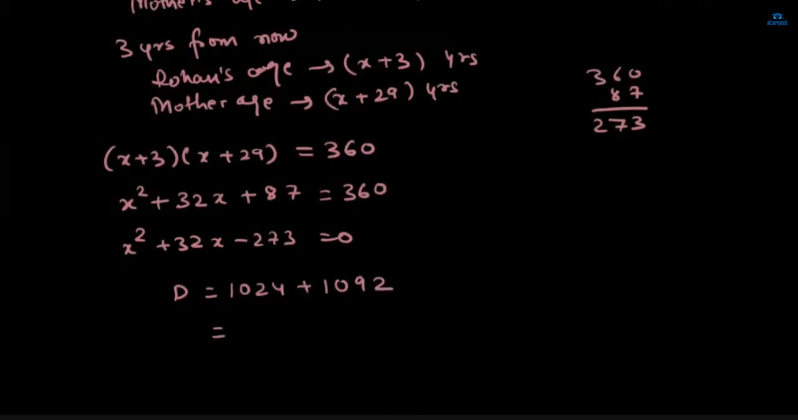Never mind, ma'am. I'm making a lot of silly calculation mistakes. Yes, ma'am. It would be 2116, not 2184. Are you sure? Yes, ma'am, I'm sure. So root D would be 46. Now you can find it.